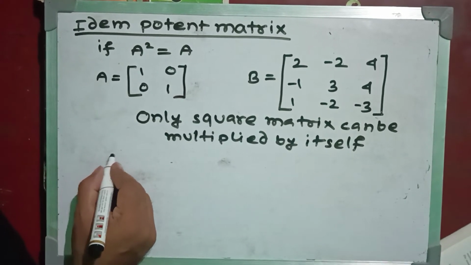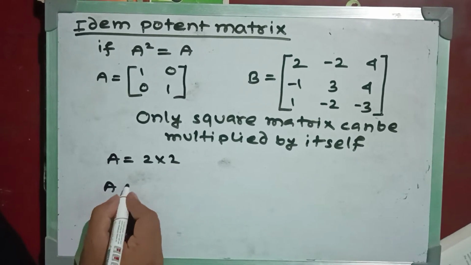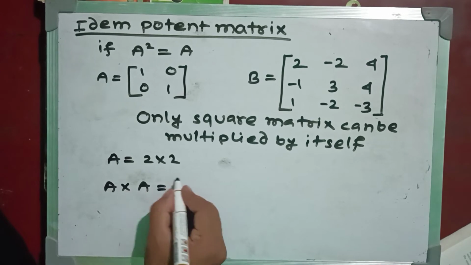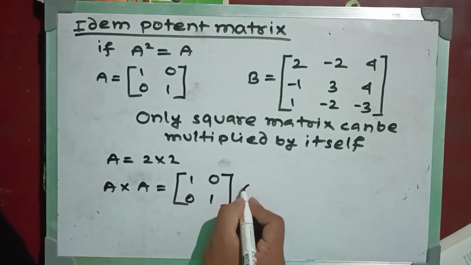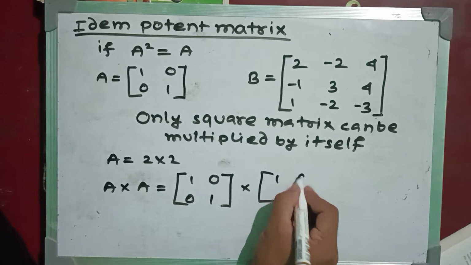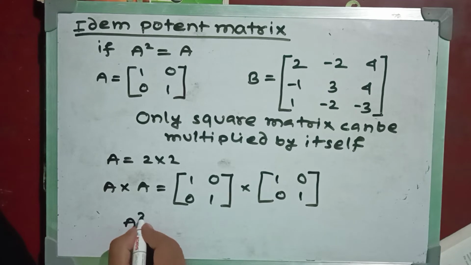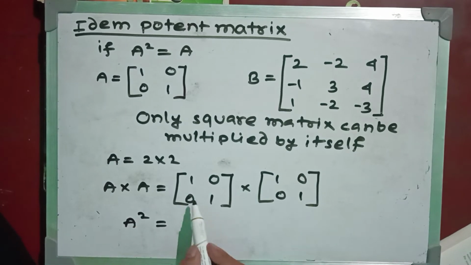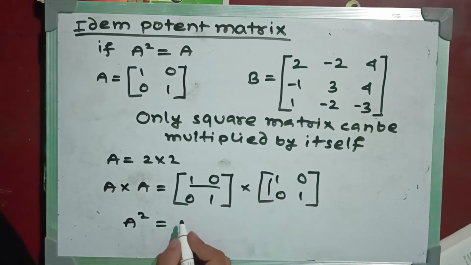So the order of the matrix A here is 2 cross 2. So you can do A square. So we are doing A square. It's [1 0; 0 1] cross [1 0; 0 1]. So here it's A square. We have to do the first row and first column, and we position that in first row first column.